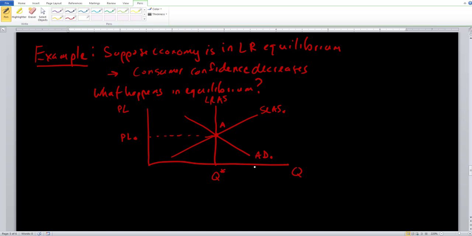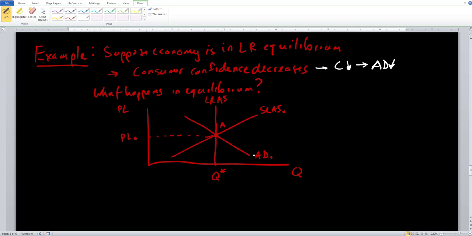If you've been following along with all these lectures with these determinants, you're going to know that consumer confidence is going to affect consumption. And how exactly is that going to affect consumption? Consumption is going to go down. And if consumption is going to decrease, that's going to have an impact on aggregate demand, and aggregate demand is going to be negatively affected. So we're going to shift our aggregate demand over to the left.